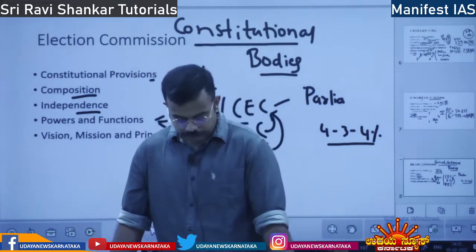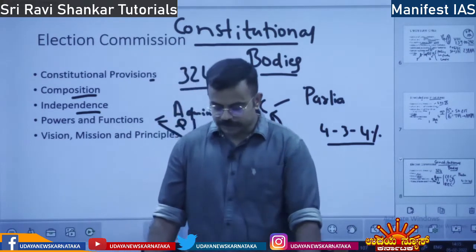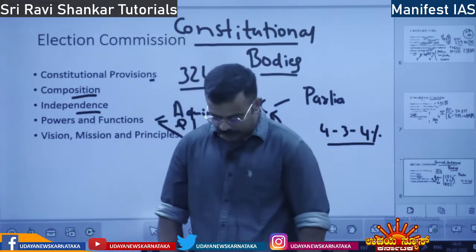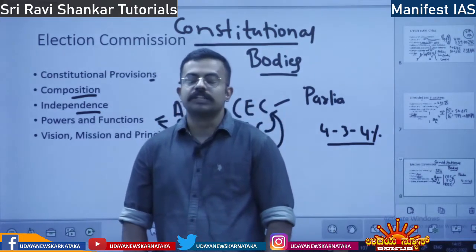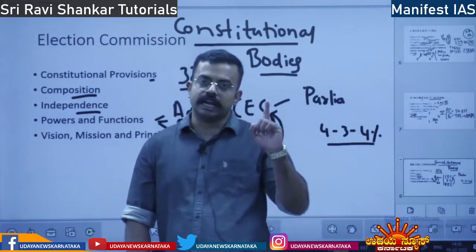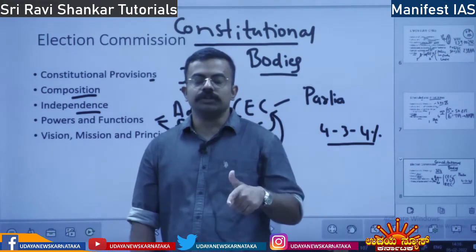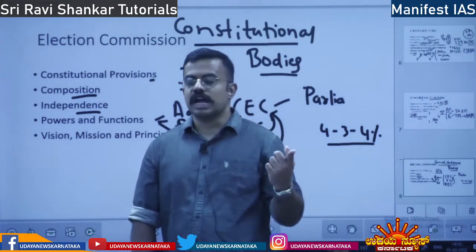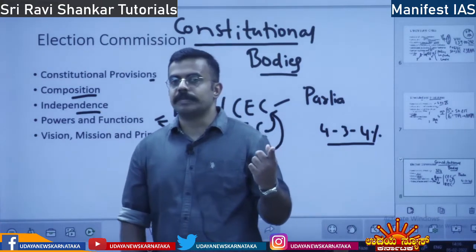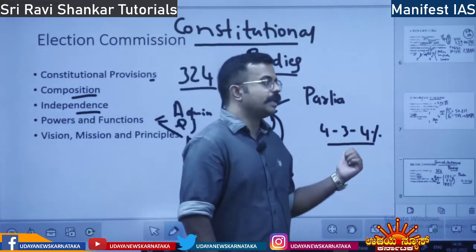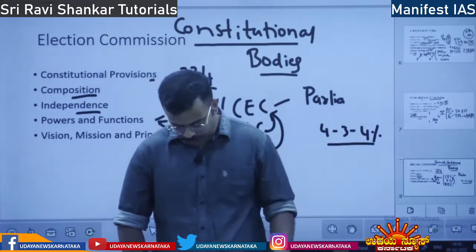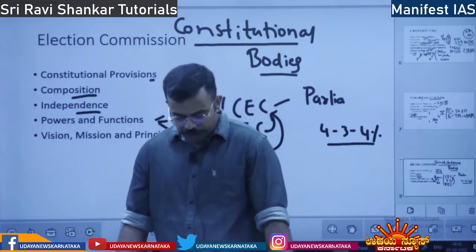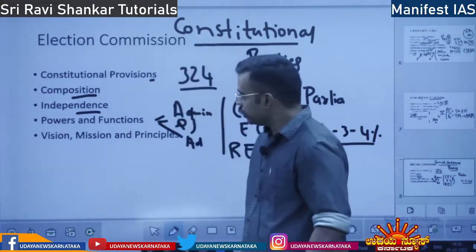Also, with respect to the powers and functions, they advise the Governor with respect to disqualification. With respect to MP disqualification, they advise the President. With respect to MLA disqualification, they advise the Governor. Under which act? Under the RPA, Representation of People Act 1951. Okay. So these are certain powers and functions of the Election Commission.